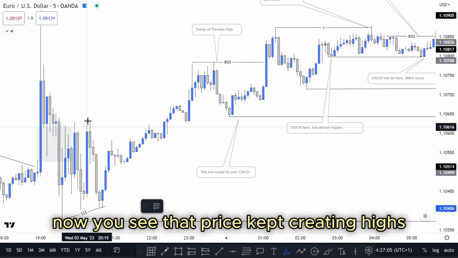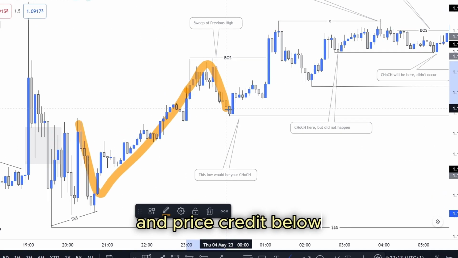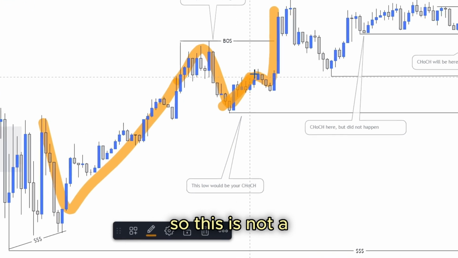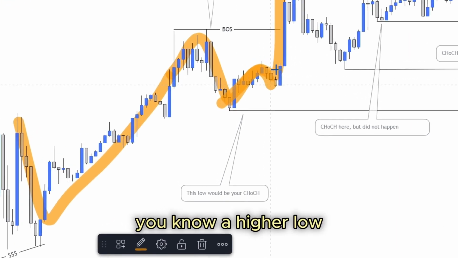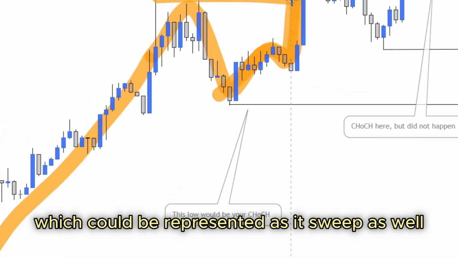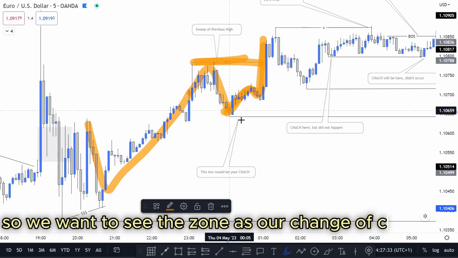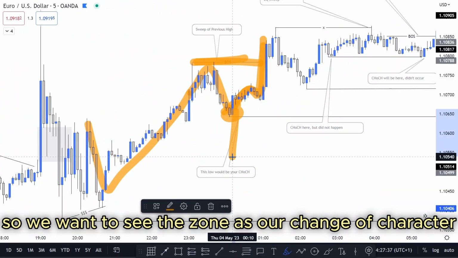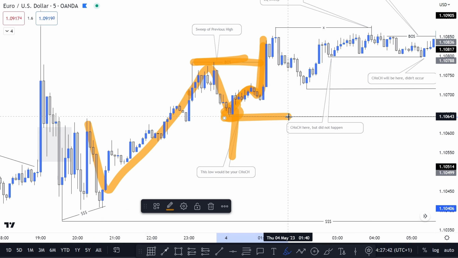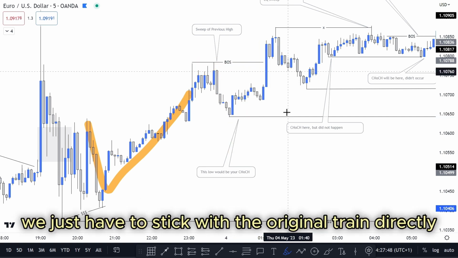Now you will see that price kept creating highs. All these are single moves, okay? Price created a high and price created a low. This is also a single move, price created a high. So this is not a higher low, but it's actually a single move. All right, so we have a break of structure which could be represented as a sweep as well, right? Automatically these are a break of structure, so we want to see this zone as our change of character. It is when this zone is taken out that we can actually be thinking of taking sells, otherwise we just have to stick with the original trend direction.